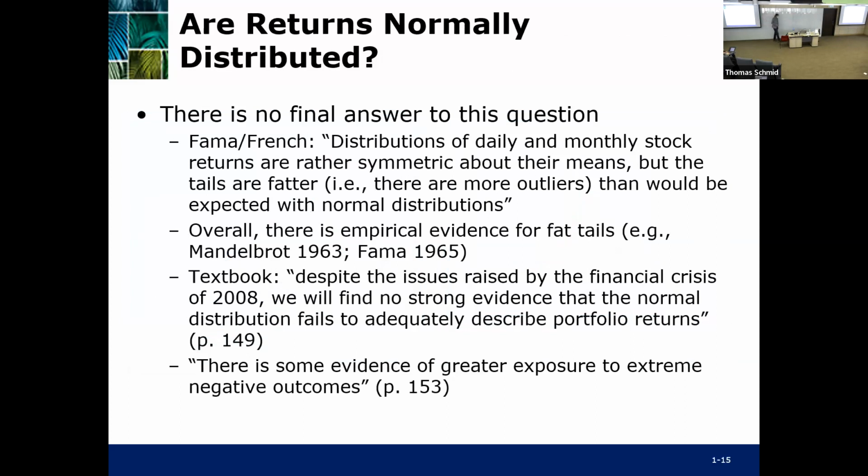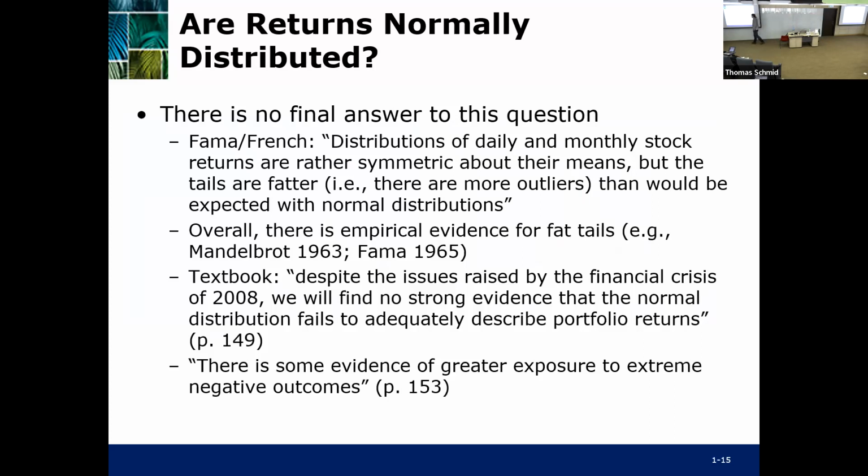If we look at the empirical evidence, and people have looked at that for the last 50 years at least, 60 years, 70 years, there is no completely final answer to the question whether returns are normally distributed. But we have a pretty good understanding of the mistakes that we make if we assume normality. It's not perfect. Returns are not exactly normally distributed. But it's also not terrible. And it will depend a lot on the setting, whether it's reasonable or not.